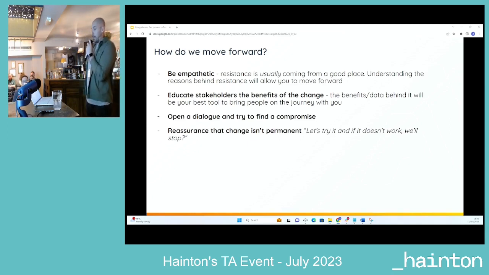And I think finally, change isn't permanent. That reassurance that, let's try it, let's see if it works. If it doesn't, if I've messed up and this is all wrong, it's fine, we'll go back to how things were. It's not permanent.